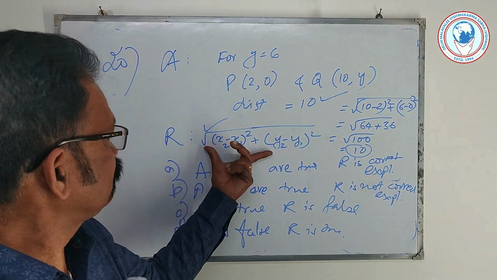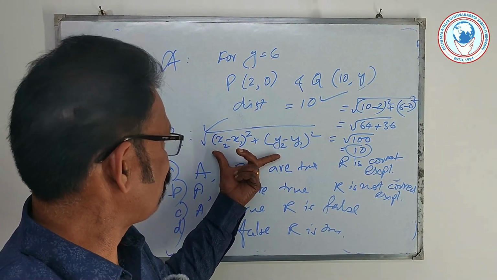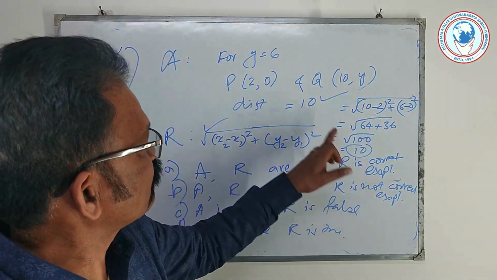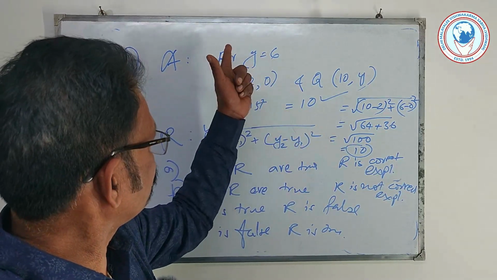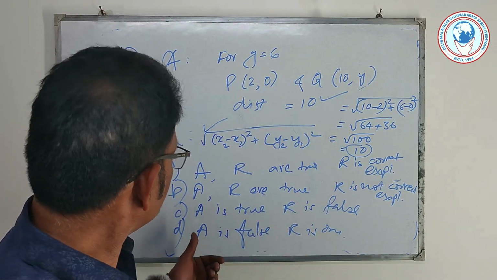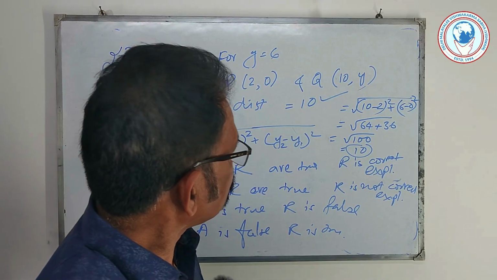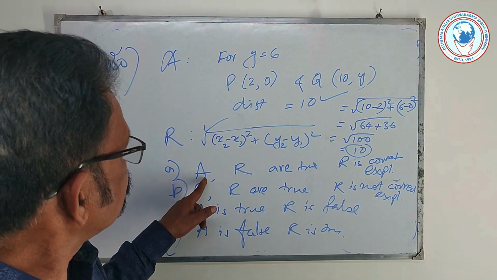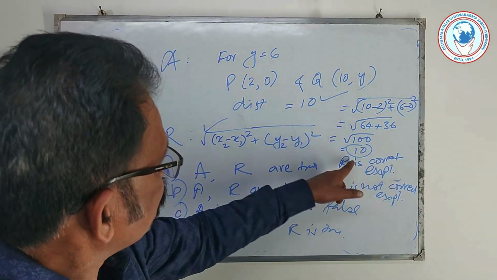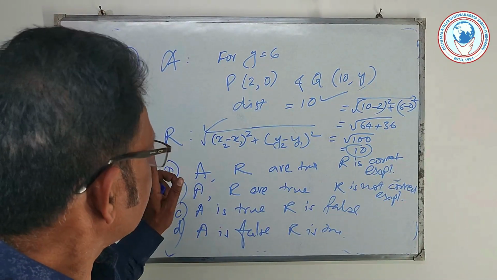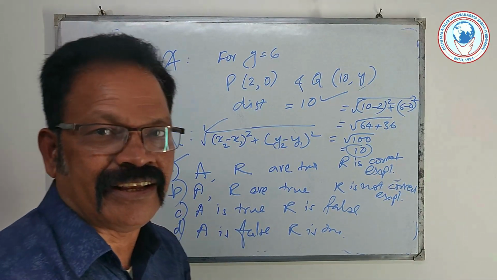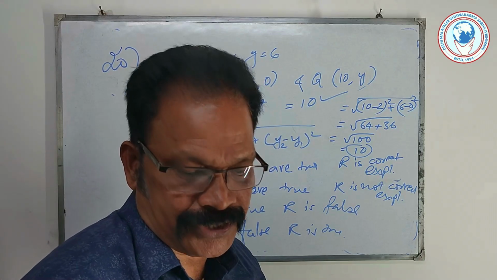The distance between 2 points, the formula is this one. The given distance is also correct. When y is equal to 6, we get distance 10. So both are correct. Assertion is correct as well as reason is correct. So A is true, R is true, and R is the correct explanation. That is the correct one. So option A is the correct option.